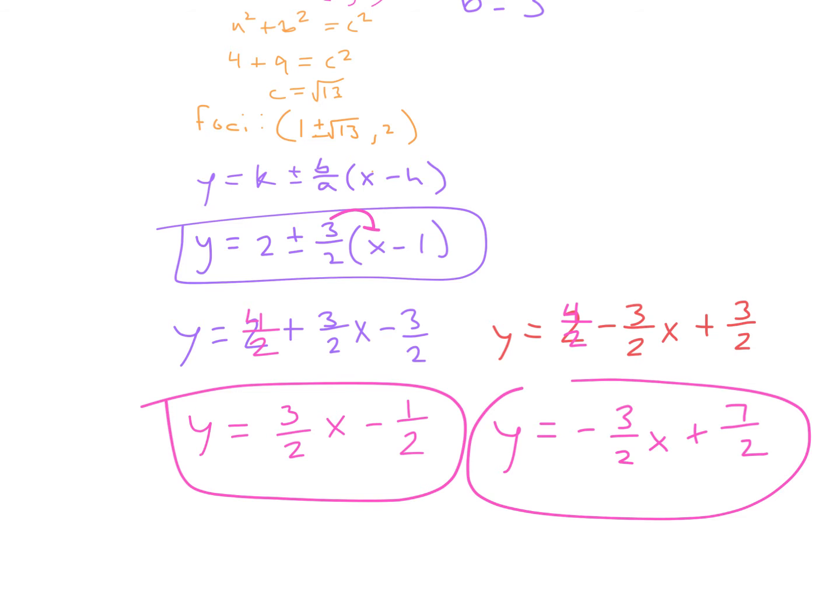So I had to distribute this. The first one I distributed was the plus, so that's why it's a minus 3 over 2 here, because positive times the negative is a negative. And then the second one I distributed was the minus, which a negative times a negative was a plus. So that's where that came from.